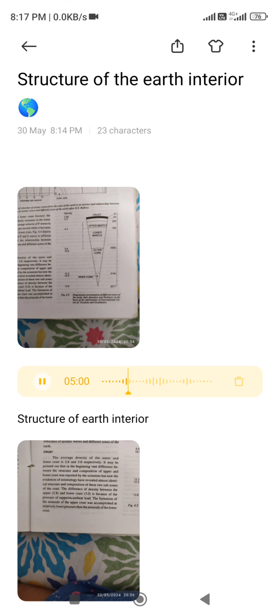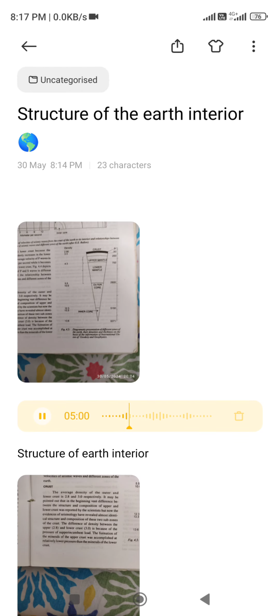If you see the Earth's crust, then you will see that the average density of the upper and the lower crust is 2.8 and 3.0 respectively. According to the evidence of seismology, there is a difference between the upper crust and lower crust within a short distance. Upper crust is 2.8, lower crust is 3.0. Now the formation of minerals of the upper crust is accomplished at lower pressure than the minerals of the lower crust.